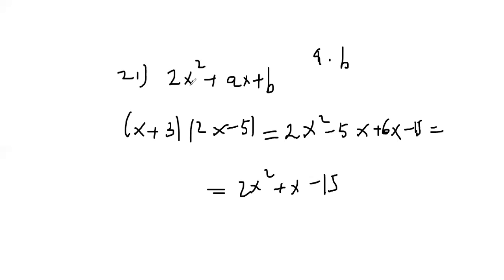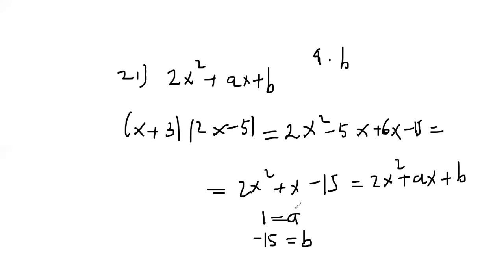If we compare this one with this one, or if we equalize it, we can see that the coefficients should be equal. So the coefficient of x is 1, so a should be 1. And the independent coefficient is minus 15, it should be b. So we have a is 1 and b is minus 15. Obviously, their product should be minus 15, which is answer C.